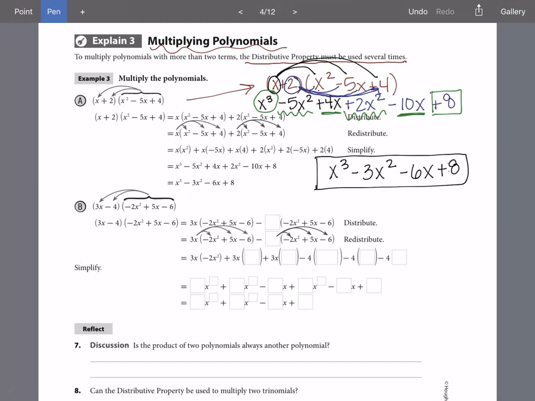So go ahead and do B with me. And so again, I'm going to write it off to the side. So we'll actually use this. And so I have 3x times negative 2x squared. So I have a negative 6x cubed. I have 3x times 5x. So I have plus 15x squared. 3x times a negative 6, which gives me a negative 18x.